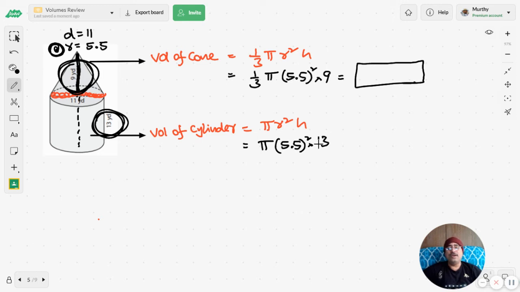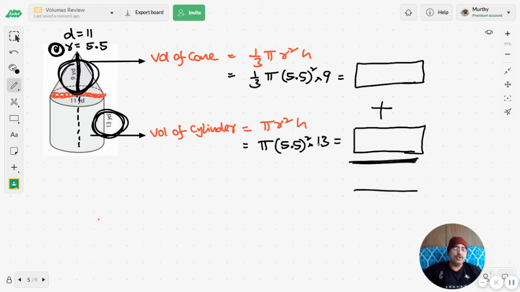Now you can compute using the calculator. I'm not showing the result because I expect you to do this one. And then the sum of these two volumes gives you the total volume of the entire solid. So it is left to you to solve it. Now let me go to the next question.